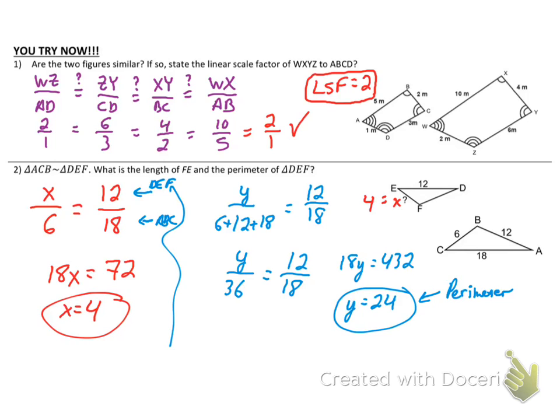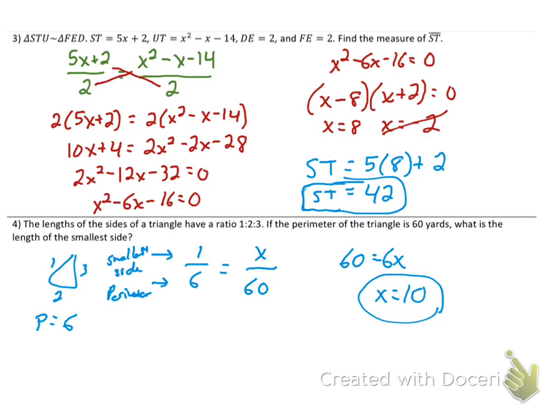So there's the first two. Pause it to make sure your work matches. If you have any questions, jot them down. And then here are the other two You Try Nows. So in number 3, you're setting up corresponding parts using your similarity statement. Like ST matches up with FE, so that's why I have 5x plus 2 over 2. And then on top, these are all belonging to triangle STU, and on the bottom, these are all belonging to triangle FED. So that's how I set up that proportion.